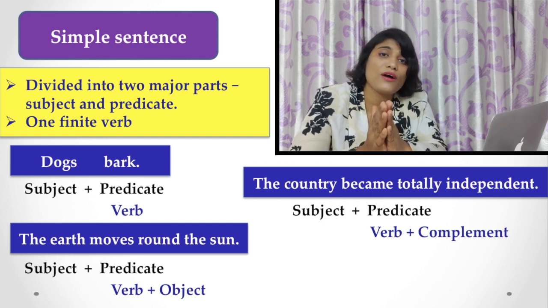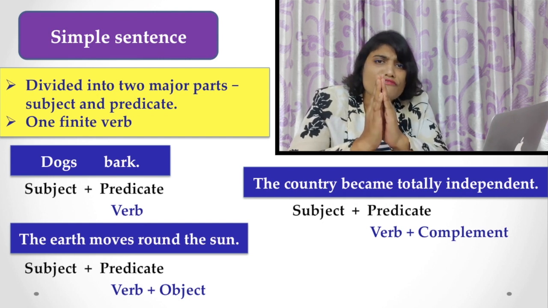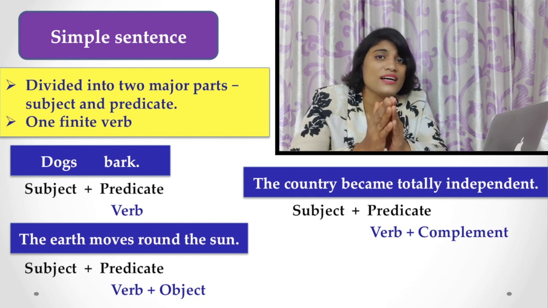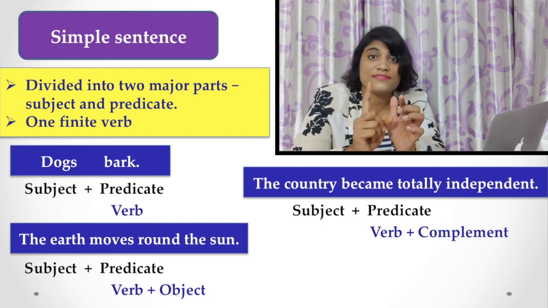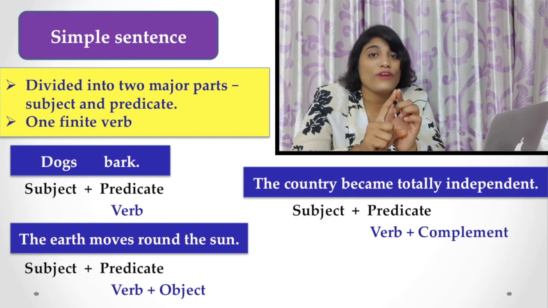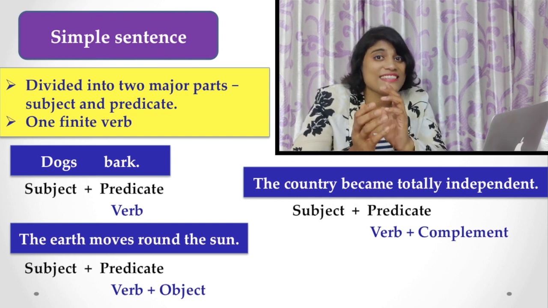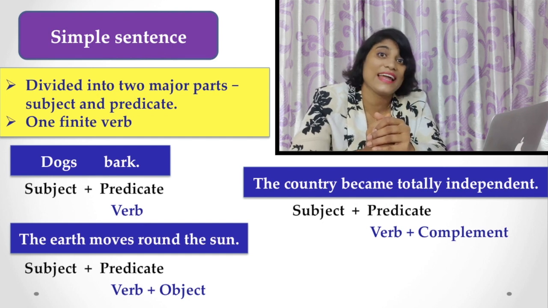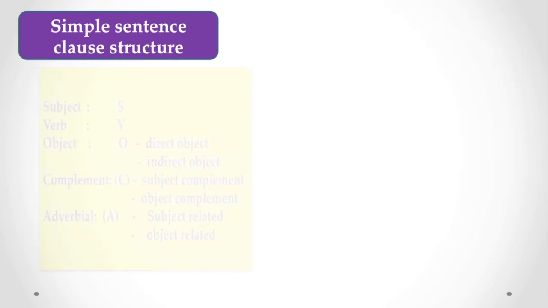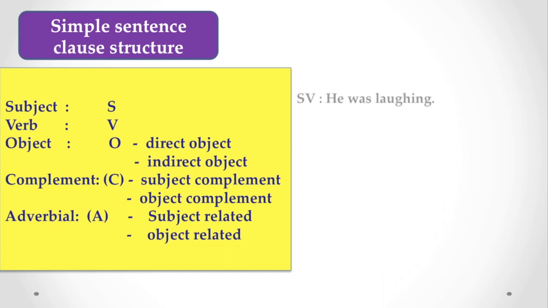While we are talking about a simple sentence, this is very easy to recognize. You just look whether there is a single independent clause, whether there is only one finite verb, that verb changes according to the subject and tense. Now, this is the possible structure for a simple sentence clause or independent clause. In a simple sentence, you must find these things.